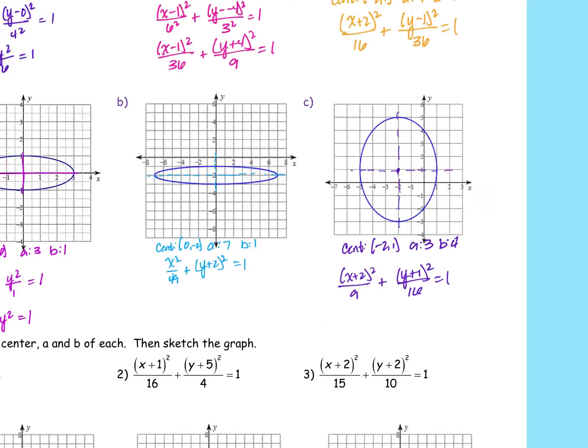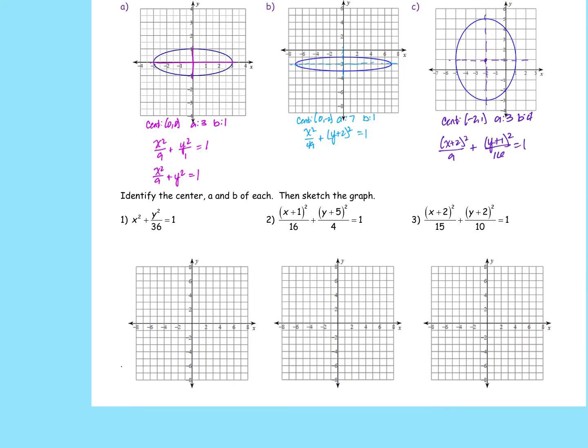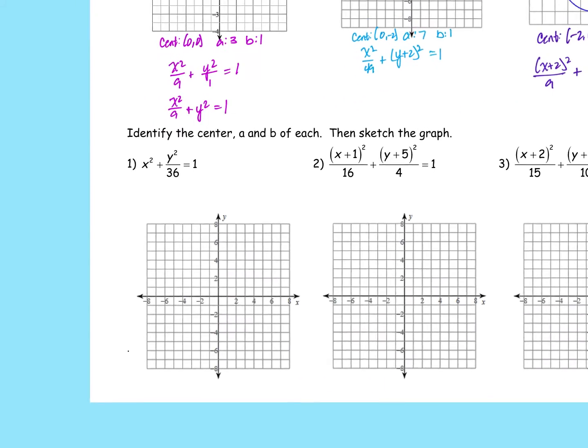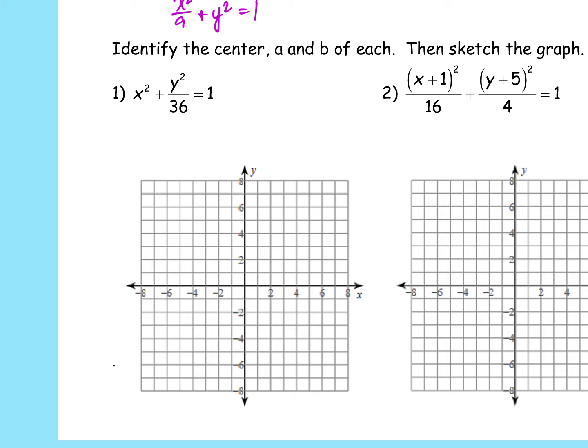Okay. So the next part, they're asking me to identify the center, A and B of each, and then sketch the graph. So we're going to identify the center, A and B, just like we did before on the other one, but now we're going to draw it. So the center of number 1, where's the center of my circle for number 1? Am I adding or subtracting anything to x and y? No, so where's the center of my circle?